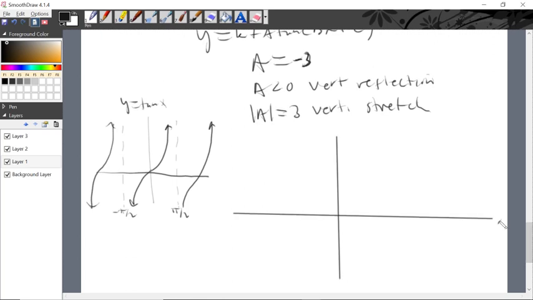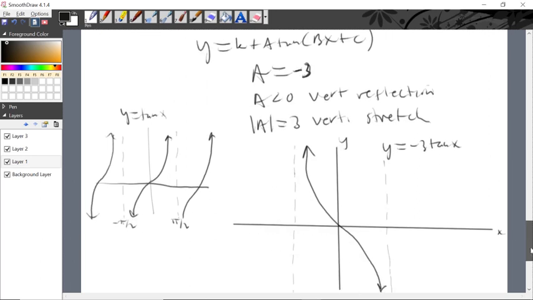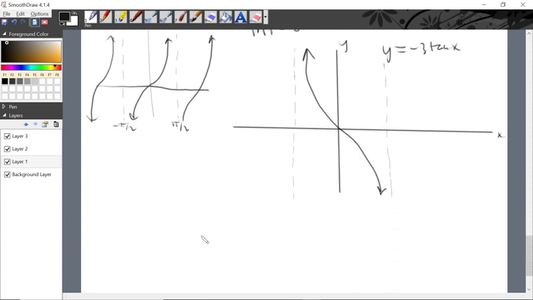So set up our axes here, x versus y. Graphing y equals negative 3 times the tangent of x. So the shape is going to be a vertical reflection of this. So something like that. Good enough. There's our basic shape. Now let's find specific points. Let's find the quarter points and the vertical asymptotes.